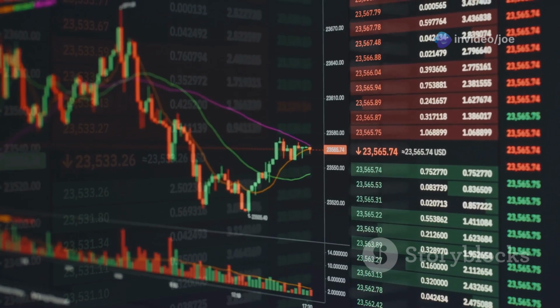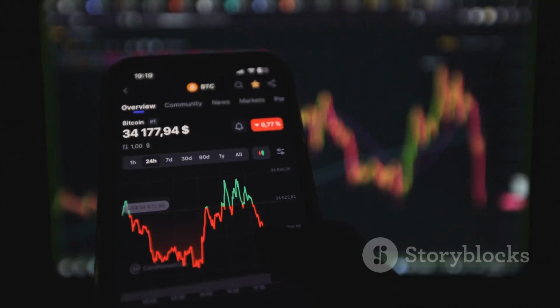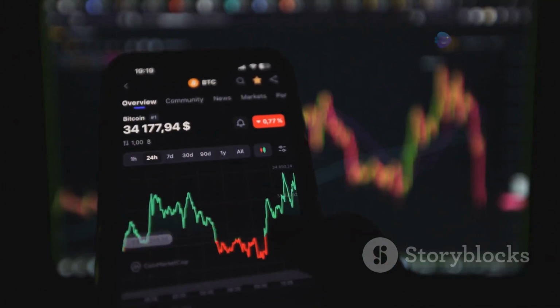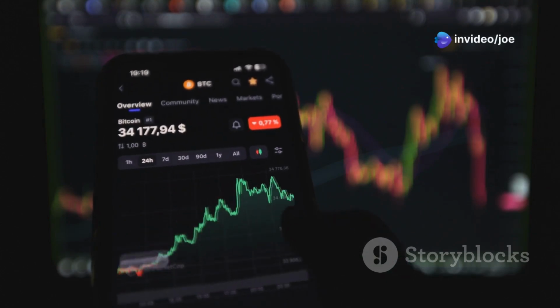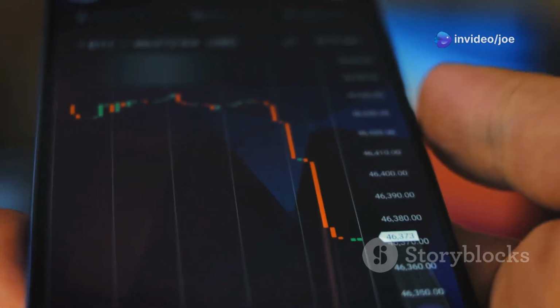But here's where it gets really interesting. Price tends to revert back to the mean. So if the price has been hugging the upper band for a while, it's more likely to pull back towards the middle moving average. And if it's been bouncing off the lower band, a move back up is more probable.